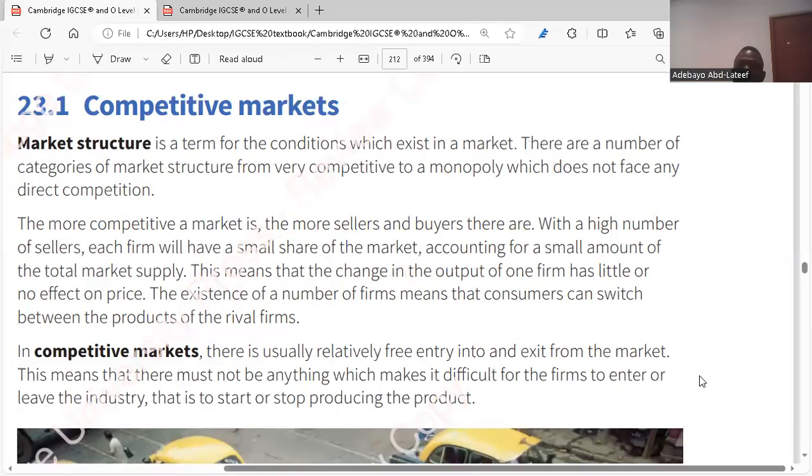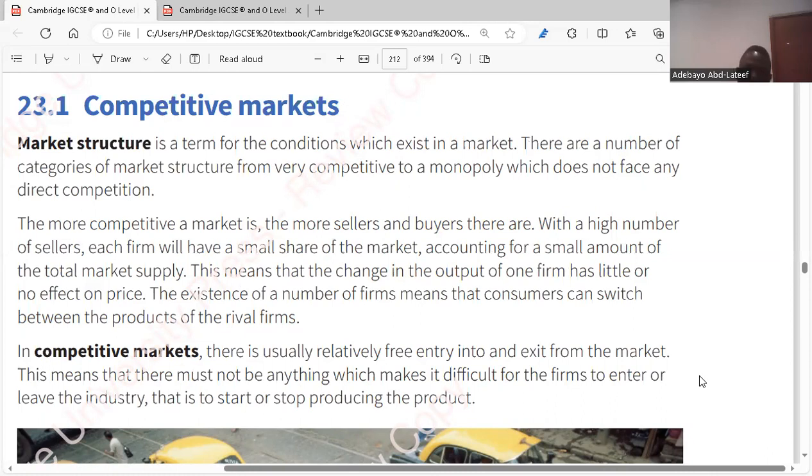The more competitive the market is, the more sellers and buyers there are. With a high number of sellers, each firm will have a small share of the market, accounting for a small amount of the total market supply. This means that the change in the output of one firm has little or no effect on price. The existence of a number of firms means that consumers can switch between the products of the rival firms.